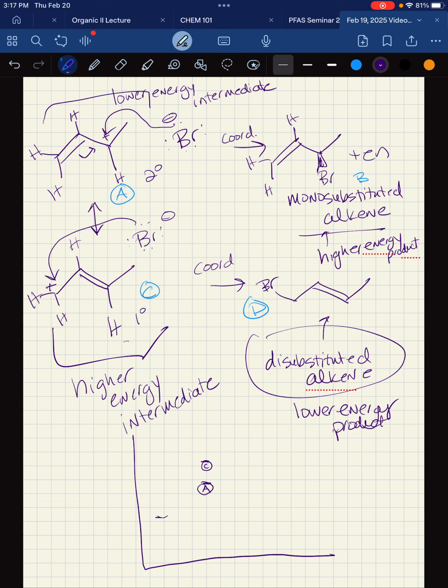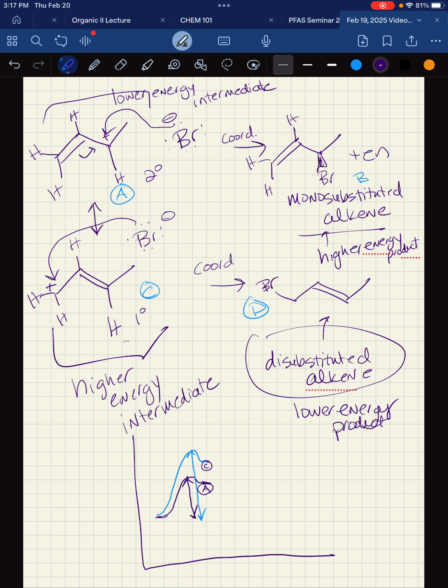All right, so that first step to get to A is going to look something like this. And then the first step to get to C is going to look something like this. So if we're looking at the delta G double dagger, the transition state energy, then the one for A is going to be much smaller than the one for B.